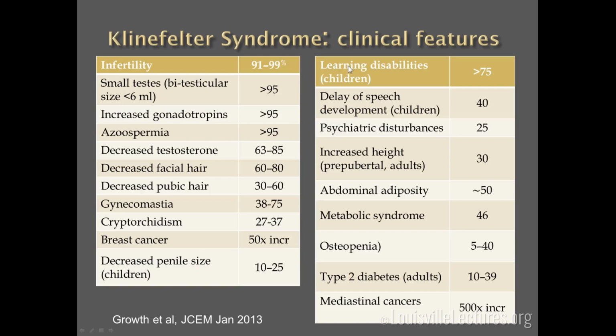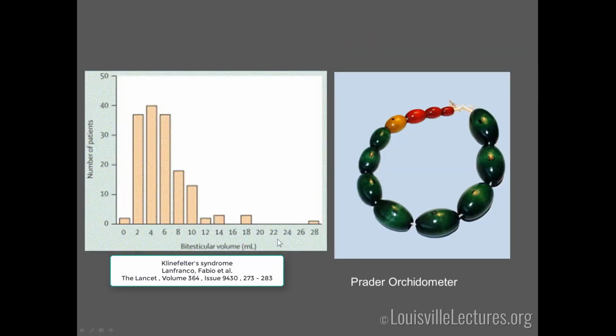But the extra X chromosome results in a large gene pool which doesn't really belong there. Many of the genes are inactivated, the so-called Lyon hypothesis, but many are not. So patients with Klinefelter syndrome have too many genes, and that causes learning disabilities, speech problems, psychiatric problems. They tend to grow with real long legs because SHOX, a gene on the X chromosome, is overexpressed, and that gene is involved in growth. They have a tendency to the metabolic syndrome with abdominal obesity, and a tendency to low bone mass, type 2 diabetes, and mediastinal cancers. So like I said, the best way to identify patients with Klinefelter syndrome is to examine the testes.